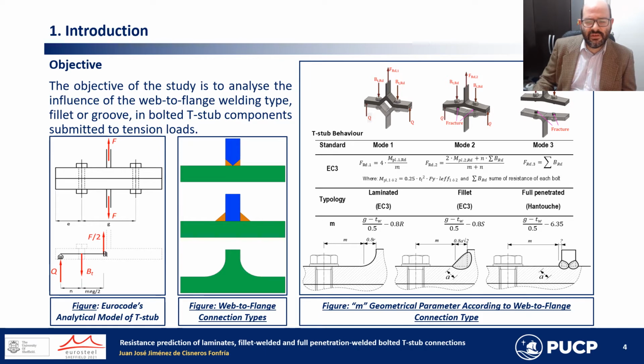The objective of this work is to analyze the influence of the web-to-flange connection type in T-stub components with two different techniques, experimentally and numerically by finite element simulations. The welding topology influences the distance from the bolt axis to the midspan of the equivalent analytical beam. So, as the bending is the governing effect, it is important to study.